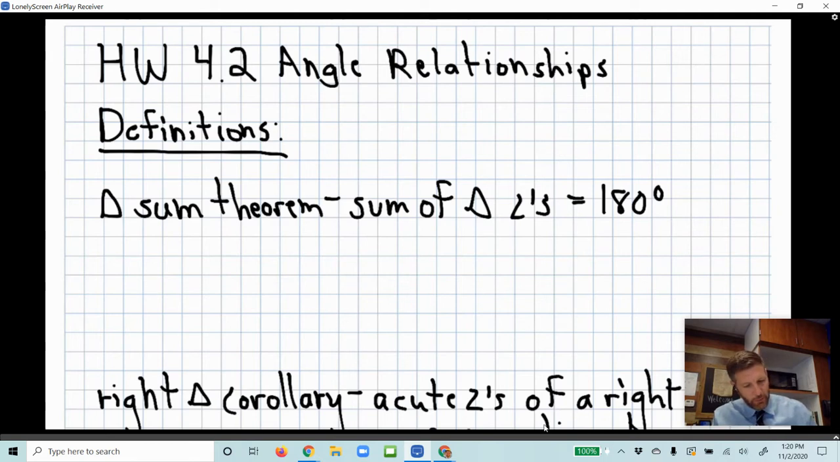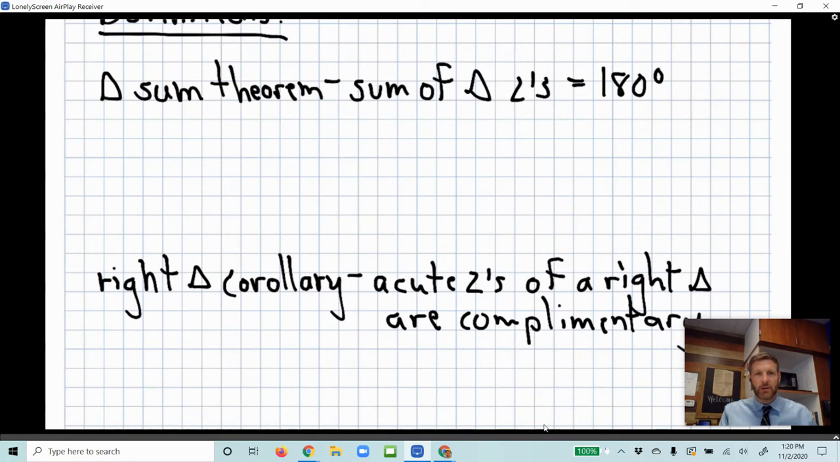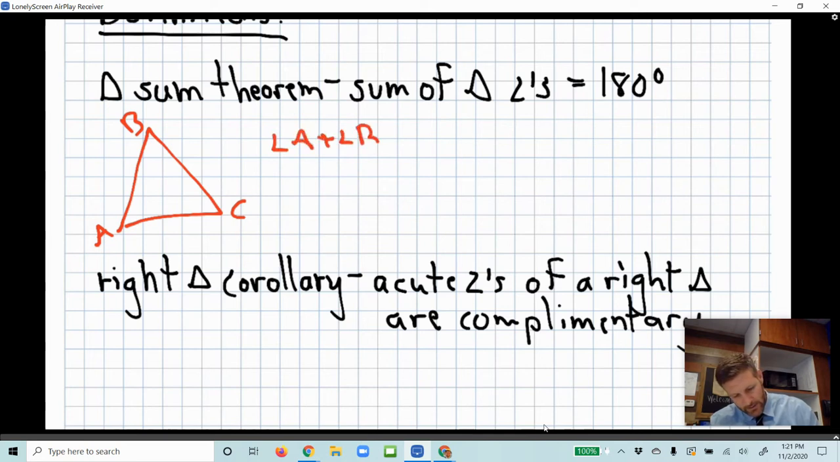The first definition for 4.2 angle relationships is the triangle sum theorem. And again, you can see I'm abbreviating this triangle sum theorem. It says that the sum of a triangle's angles is 180 degrees. It's as simple and straightforward as that. For any triangle, if we have triangle A, B, and C, angle A plus angle B plus angle C is going to equal 180 degrees, no matter what the shape is. It's not when they add up to 180 degrees, like complementary or supplementary. Any triangle of any shape will always add up to 180.